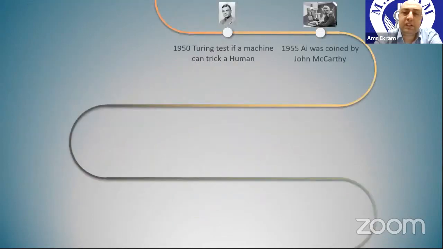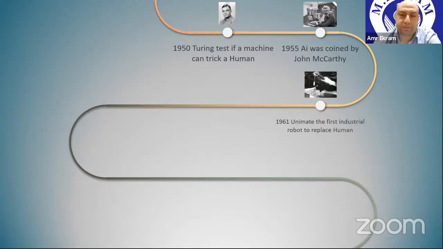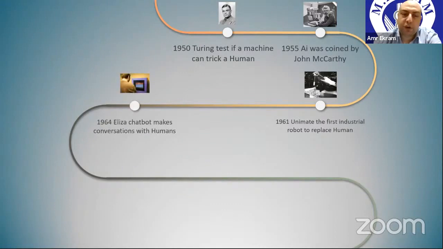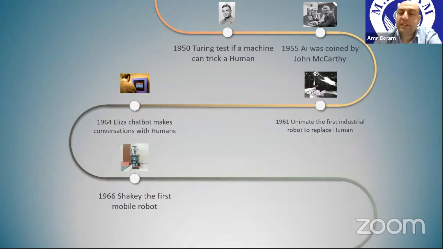It started in the 1950s by using a simple test: if a machine can trick a human. And the idea was coined in 1955 by John McCarthy. In 1961, the first industrial robot. In 1964, computers could do conversations with humans, and so on until 1966.